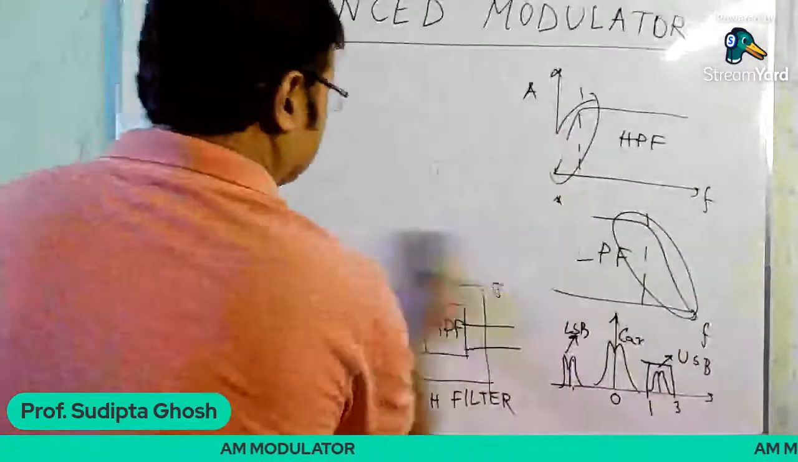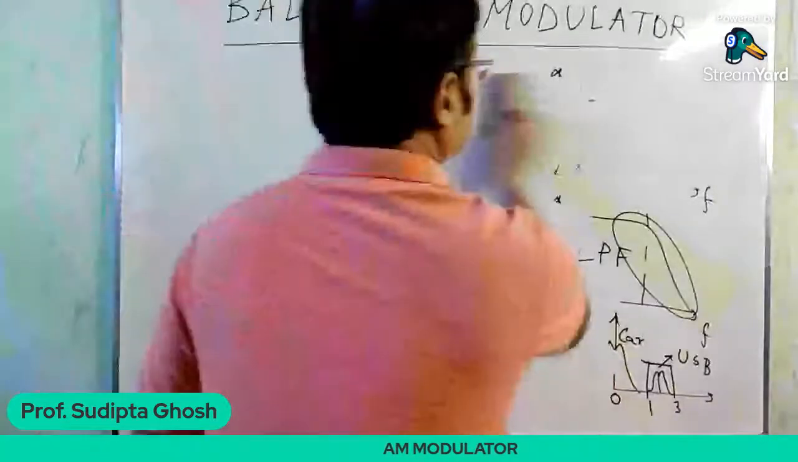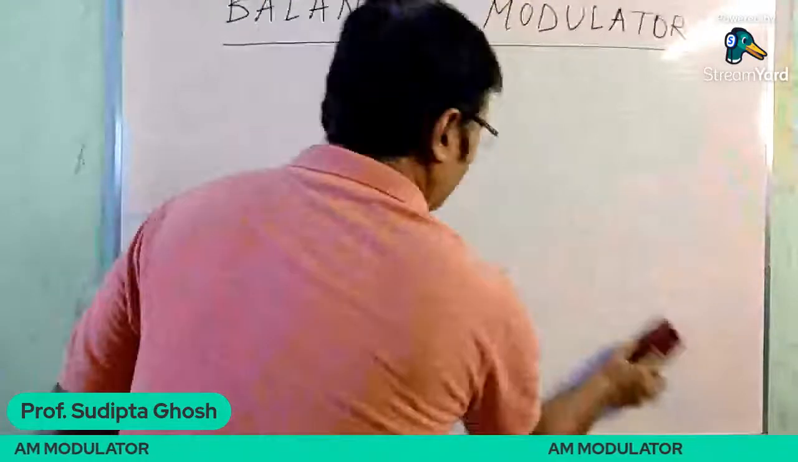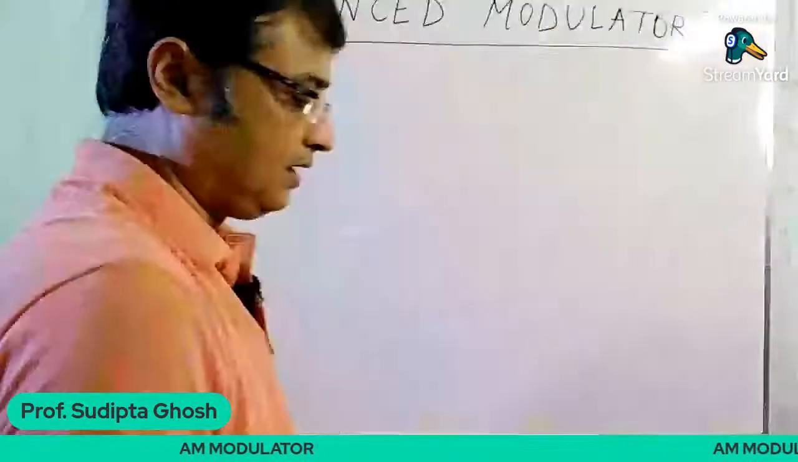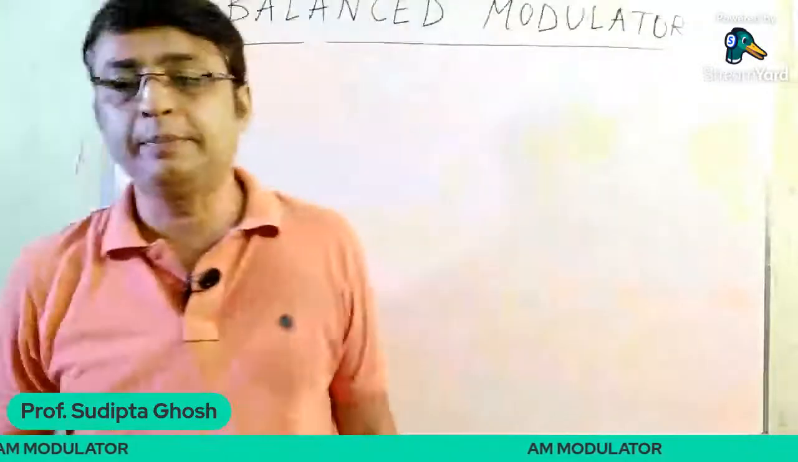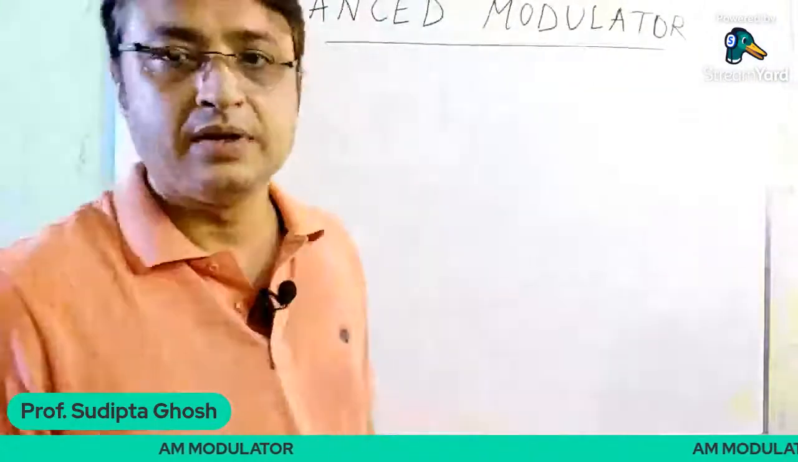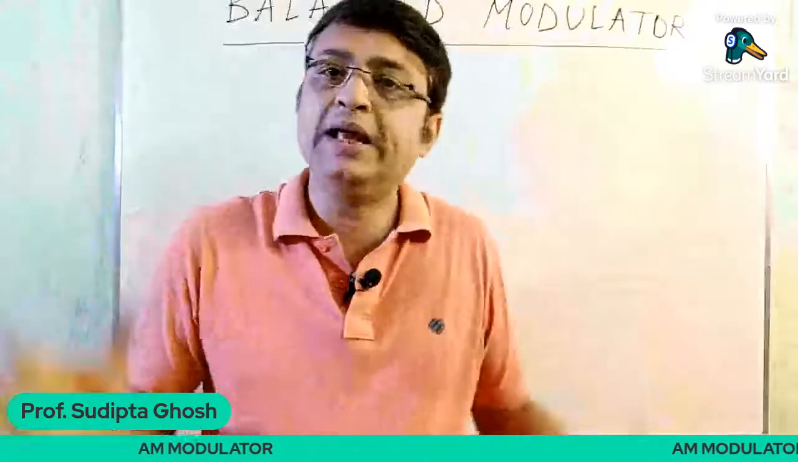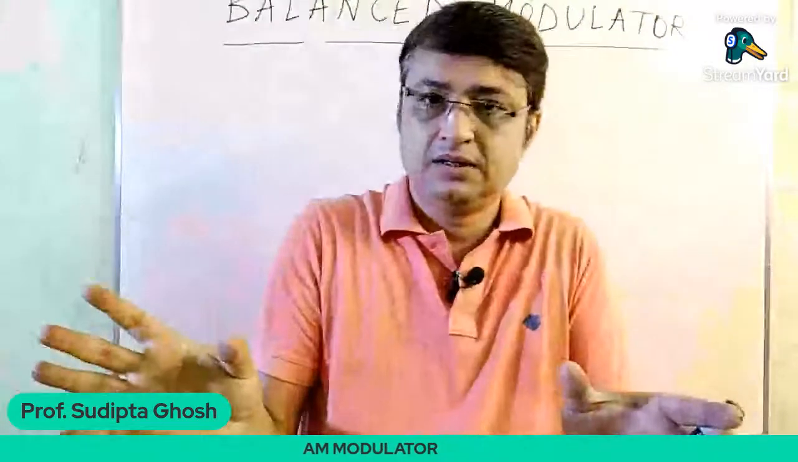So let's discuss this balanced modulator circuit. The target of designing it is to remove the carrier wave while not disturbing the sidebands, because after removing the carrier wave from this double sideband amplitude modulated scheme, we have two sidebands quite separated from each other, right?